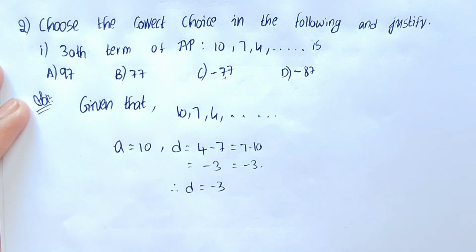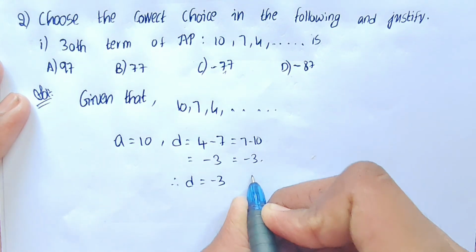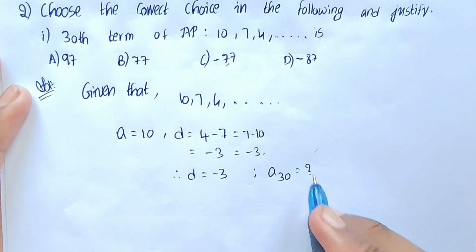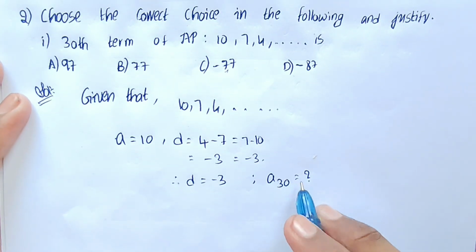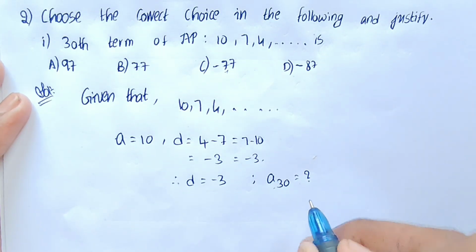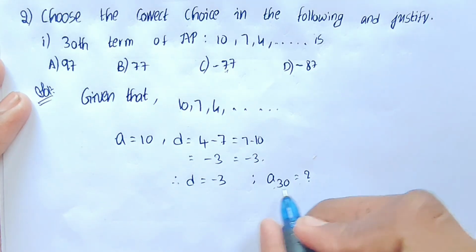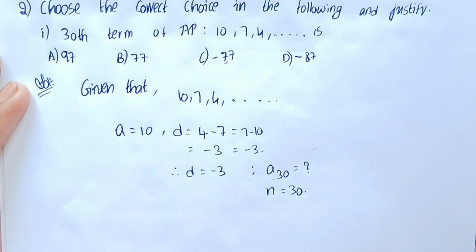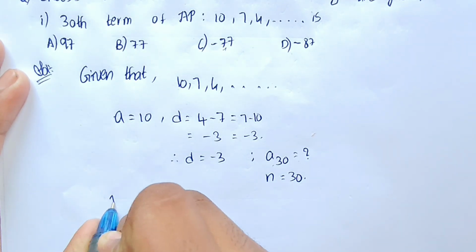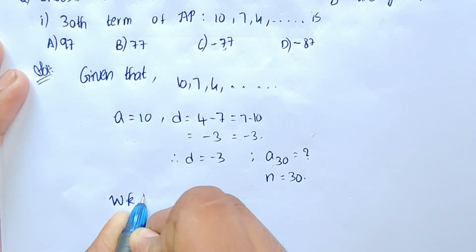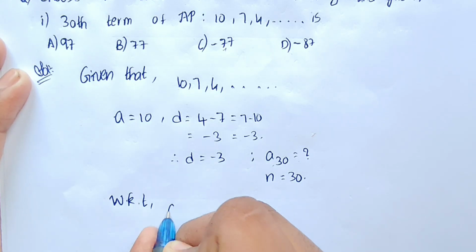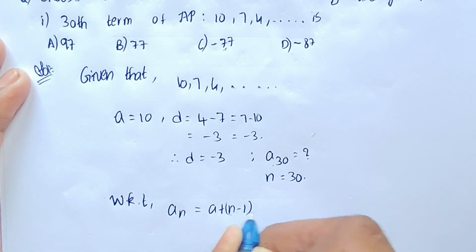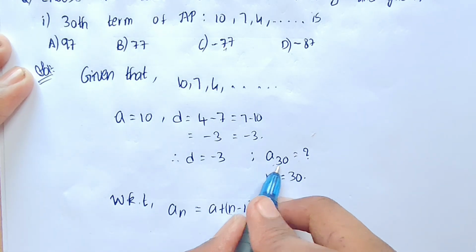And he asked, A30 equals how much? A30 means A base n, where the value of n is 30. So we know the formula: A base n is equal to A plus n minus 1 into D. He asked for A30.